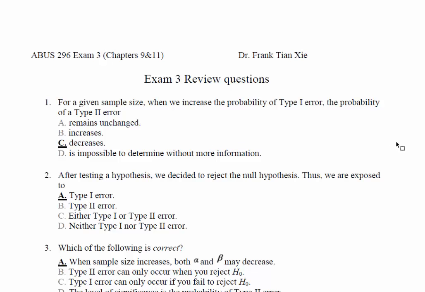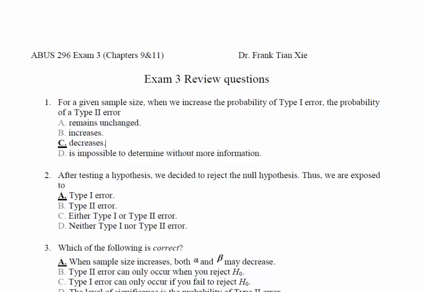For a given sample size, when we increase the probability of type 1 error, the probability of type 2 error will what? The answer is C. It decreases. Why is that? It's because the type 1 error and type 2 error have a trade-off relationship. In other words, if one increases, the other has to decrease. If you remember, I gave you the example of using criminal justice to illustrate the situation.